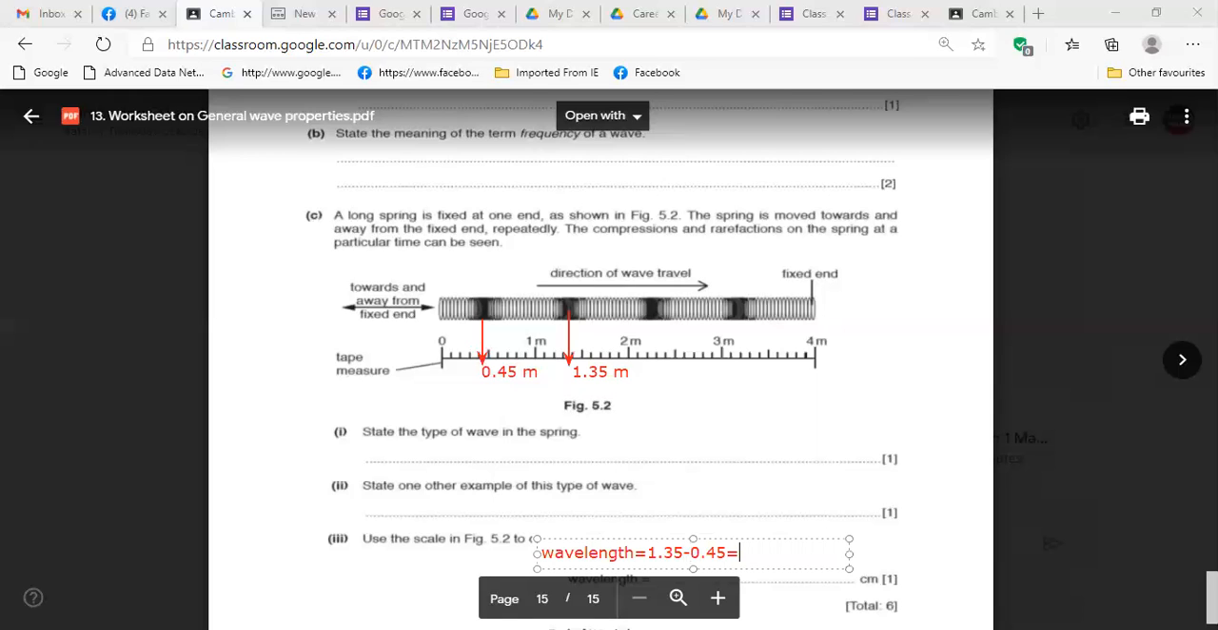1.35 minus 0.45 is 0.9 meter. But in the answer line, the answer is given in centimeter. The unit is given in centimeter, so you have to multiply with 100. Times 100, it's 90. I wrote here 0.9 meter. You also write 0.9 meter equals 90 centimeter.